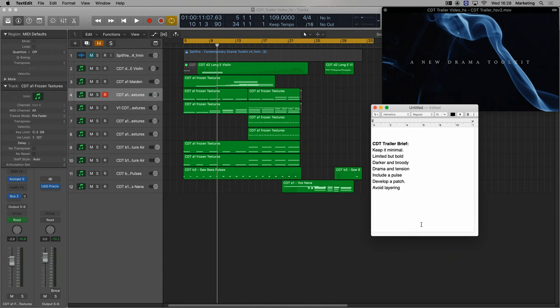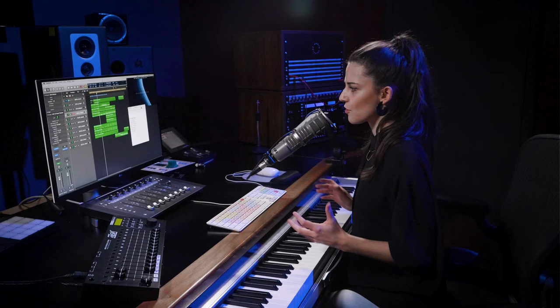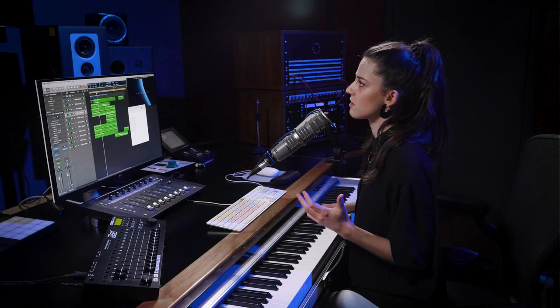When we were discussing what I had in mind, the notes that I took down were: keep it minimal, limited but bold, darker and broody, drama and tension, include a pulse, develop a patch, and avoid layering. And that for a good reason. You don't have to. What you have here are lots of layers that have been finely curated and really cleverly put together by the guys. So what you can do is just use both of your hands on the keyboard and really just focus on the images that you see and just play and react to them.